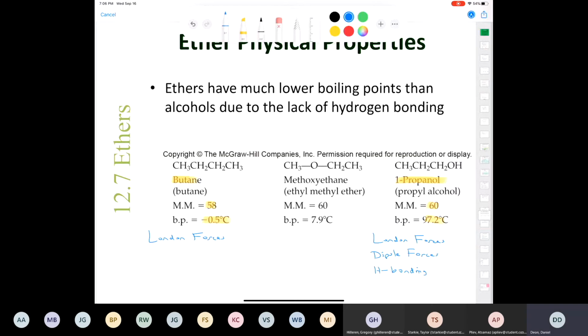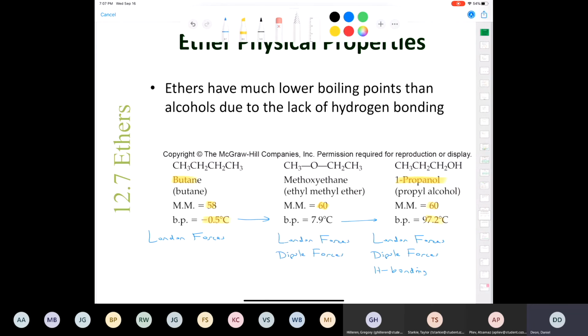Well, if you look at ethyl methyl ether, which has a molar mass very similar to the other two, you see that its boiling point is somewhere in between, right? It's higher than that of the alkane, but it's lower than that of the alcohol. And the reason why is because the ether, of course, experiences London forces, but it also has dipole forces. It does not have hydrogen bonding by itself, right?